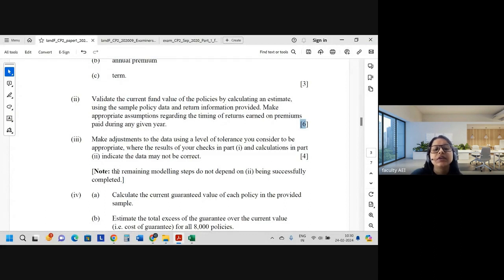That is what they have written. The remaining modeling parts do not depend on question 2. Just skip it if you are not able to solve it. Validate the current fund value of the policies by calculating an estimate using the sample policy data and the return information provided. Make appropriate assumptions regarding the timing of returns earned on the premiums paid during the year in any given year. Now the thing is ki aapko dekhna hai.